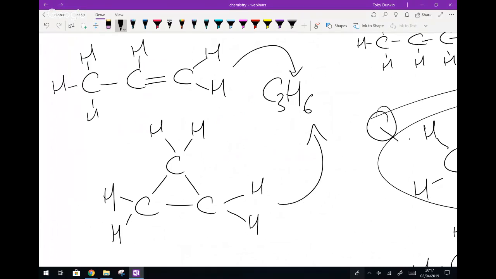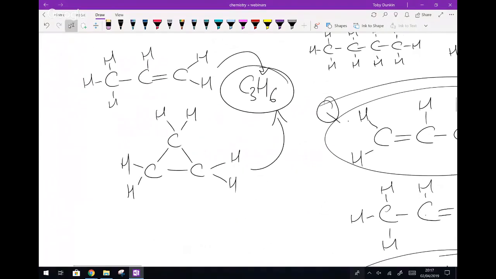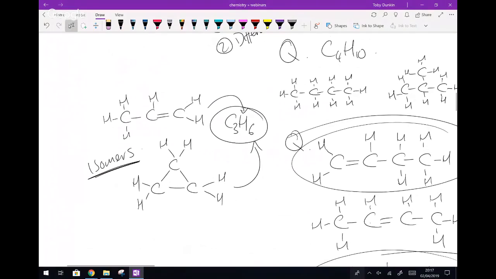C3H6. They have the same molecular formula, but different structural formulas. Yes, propene and cyclopropane. These are isomers. Fact: same molecular formula, different structural formula.